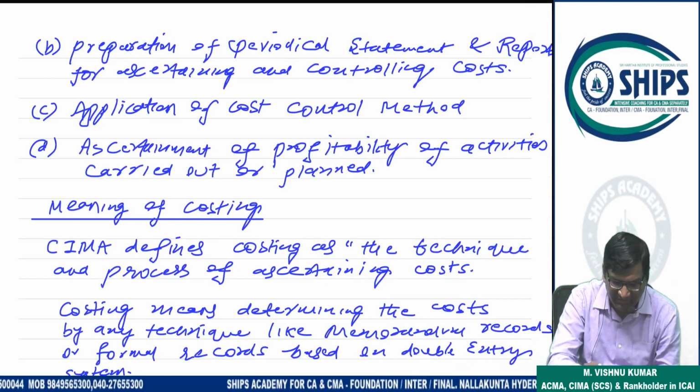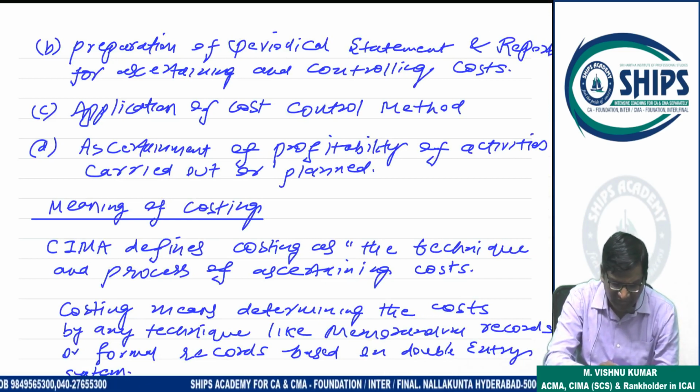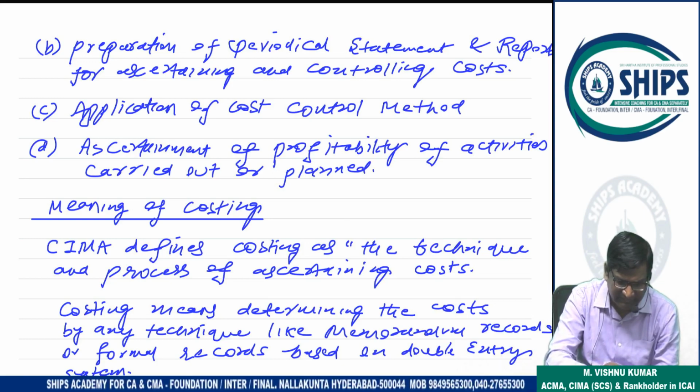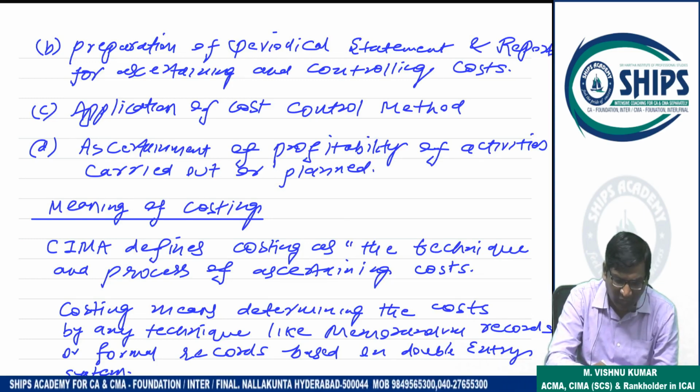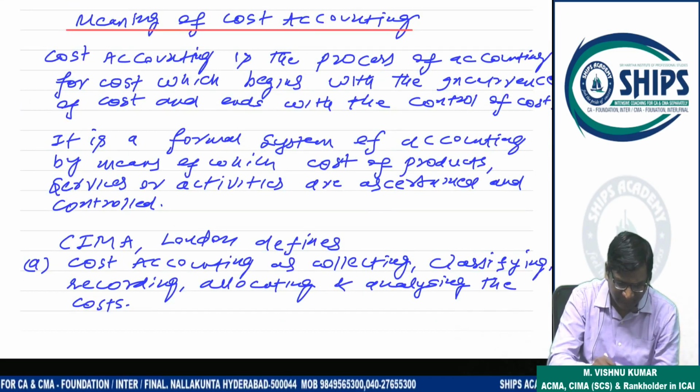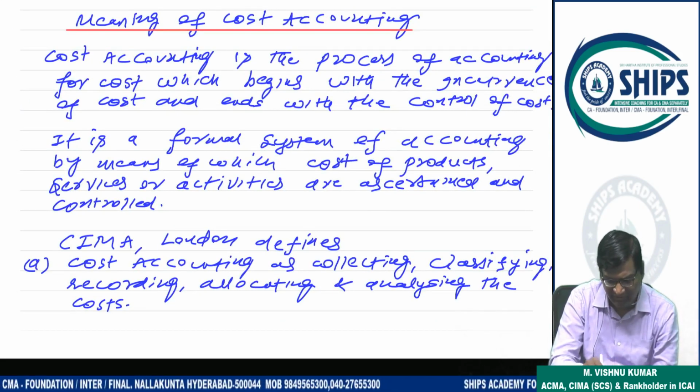Preparation of periodical statements and reports for ascertaining and controlling cost, application of cost control, ascertainment of profitability of various activities which have been carried out or planned. So ultimately, this is the meaning as per the CMA definition. Okay.